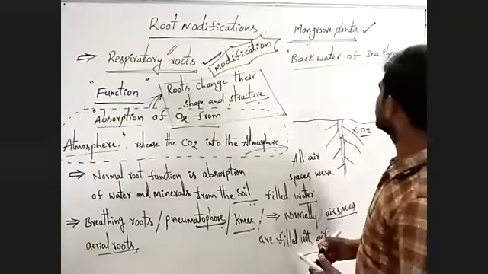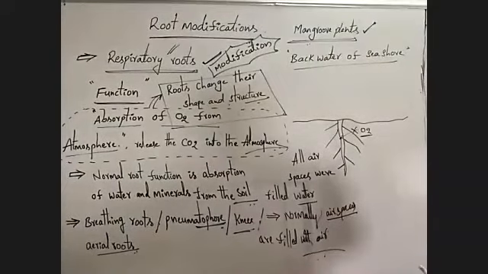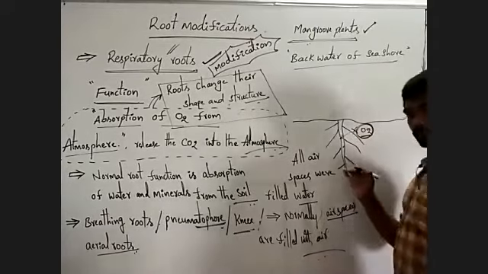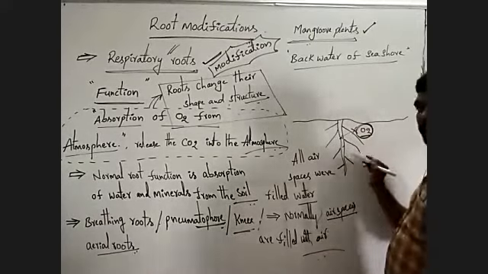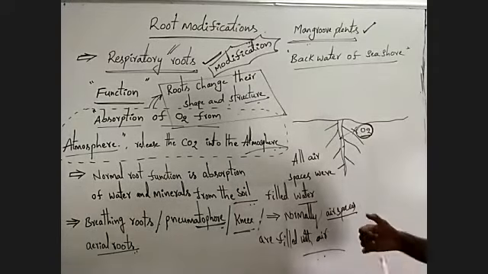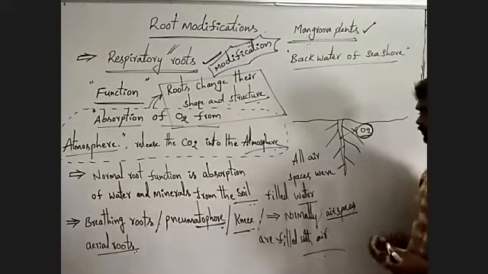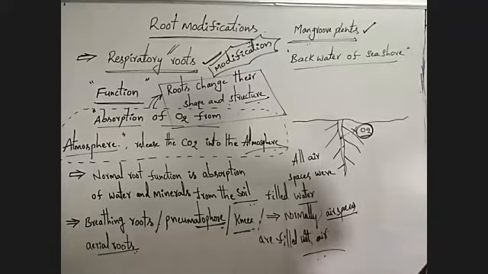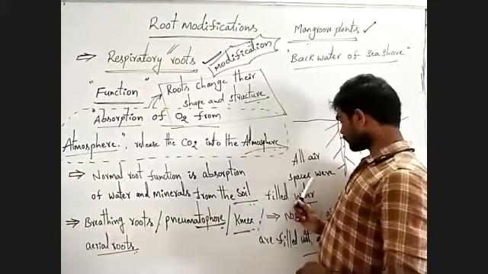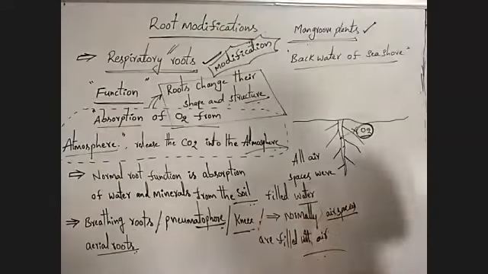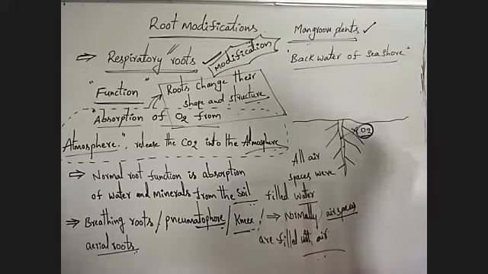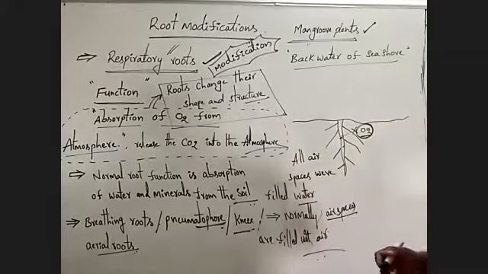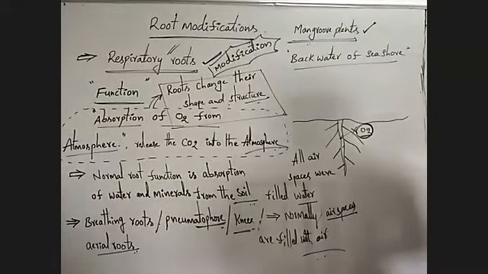Next, what will happen? Due to deficiency of oxygen, root will die. If root dies, entire plant will die. Observe carefully. Normally, air spaces are filled with air. Now all air spaces were filled with water. In such conditions, what will happen?